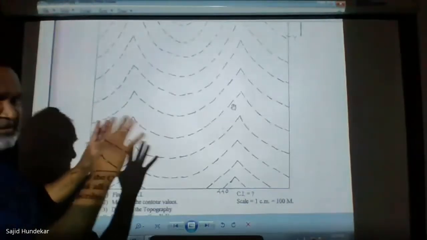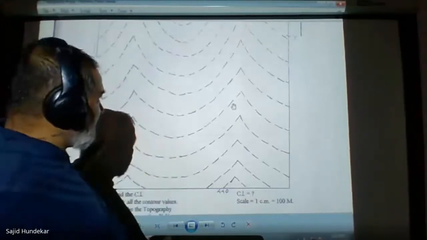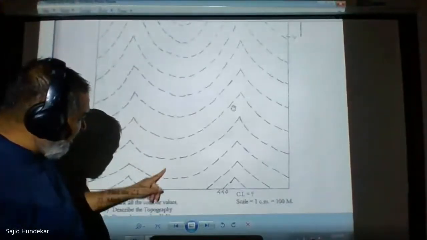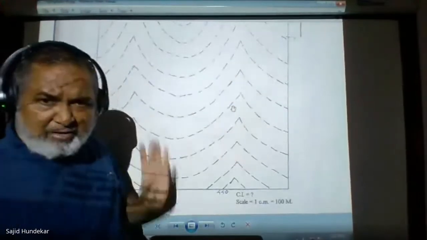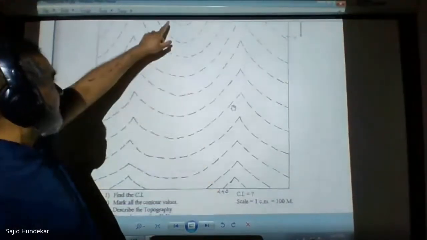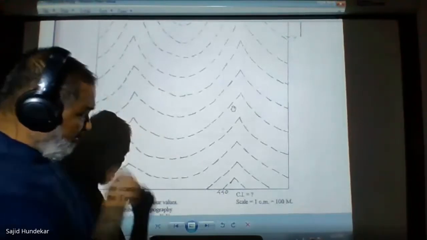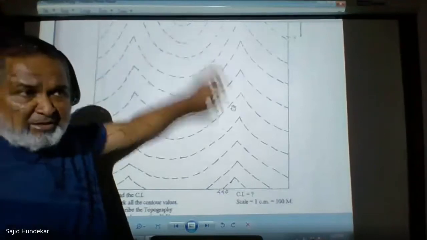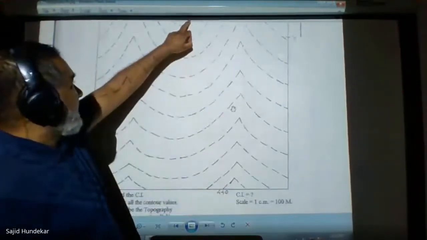First sentence, the given map represents an open contour pattern. Understood now? Second important point, all contours are equally spaced. The distance between the contour intervals is the same. Third point, you have to find out the contour interval. Here it is written, the lower side is 440 meters, and the top one is written as 880 meters. So the 2 values are given.